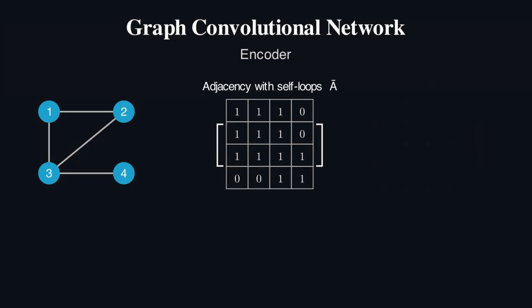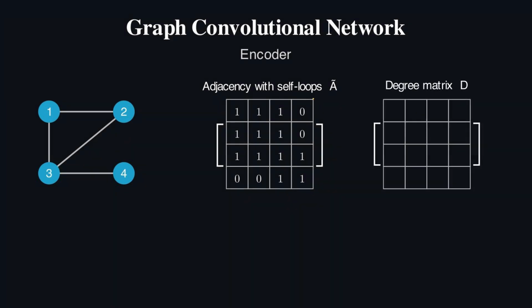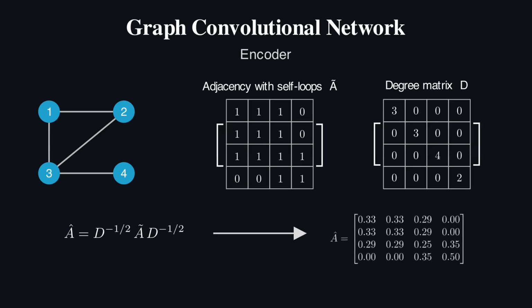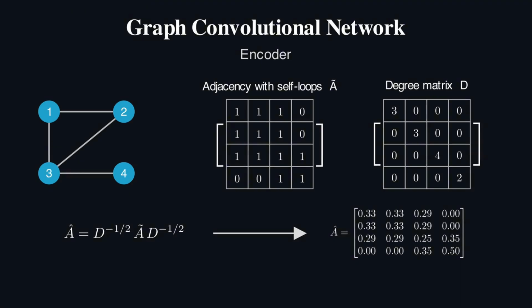This means that each node also takes its own information into account. So instead of only looking at its neighbors, each node also keeps a connection to itself. This gives us the modified adjacency matrix. From there, we compute the degree matrix D. This matrix stores on its diagonal how many connections each node has after adding self-loops. Using these 2 matrices, we can now compute the normalized adjacency matrix. This normalization is important because it keeps the aggregation stable and prevents highly connected nodes from dominating the result.